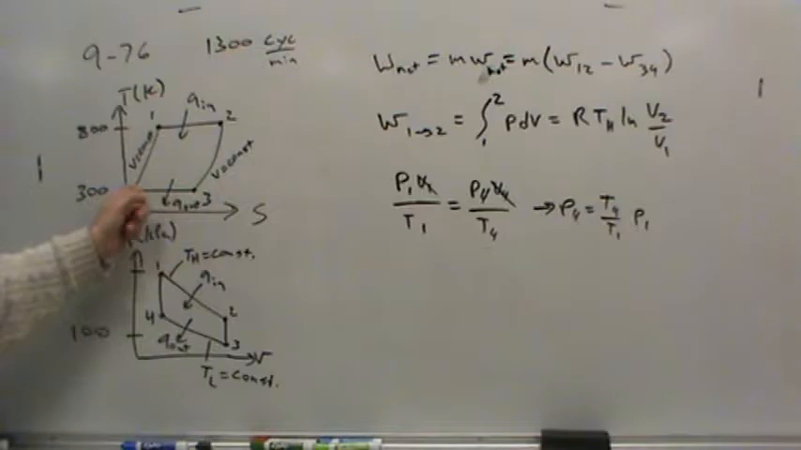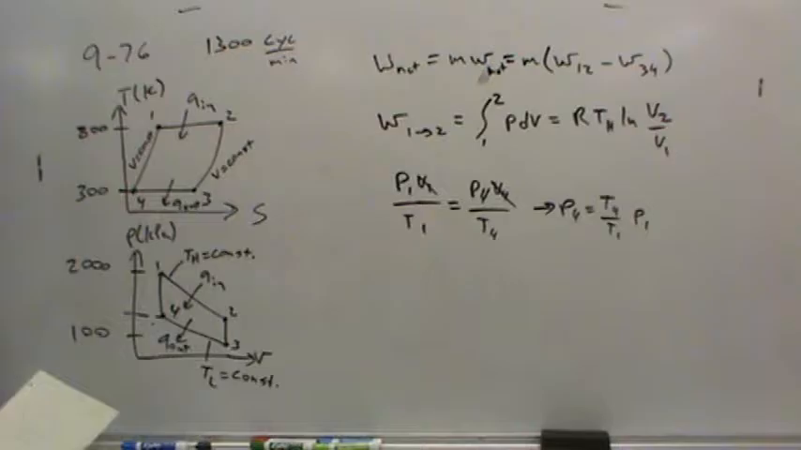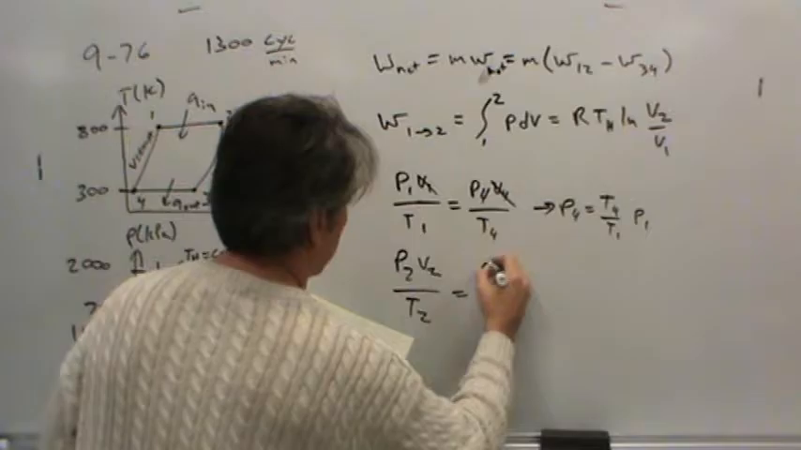That means this is pretty much solved. Like I said, these are pretty easy. We have T4. We have T1. We were given P1, so we can calculate P4. I'm not going to show you all the math on the board. You can see that we can plug in numbers here and get it. In the interest of time, I will just write it down. P4 comes out to 750 kilopascals. Also, we can relate states 2 and 3.